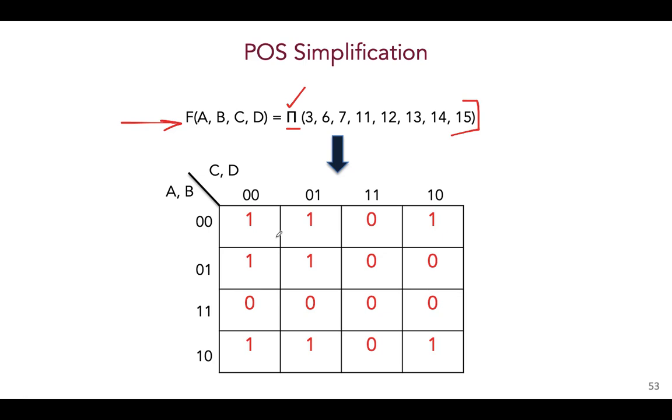And the simplification process is the same that we did in case of SOP. The only difference is now you're concerned with the zeros. So you're going to form the groups of the zeros, right?